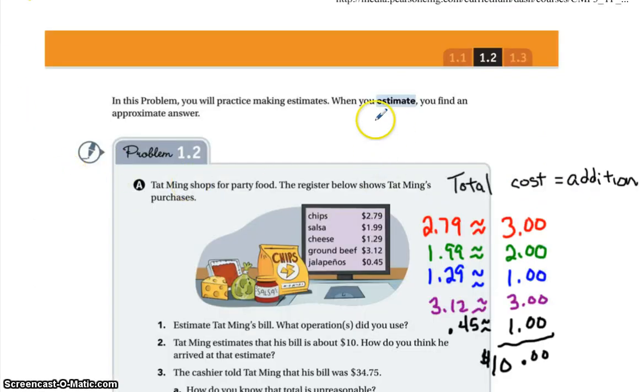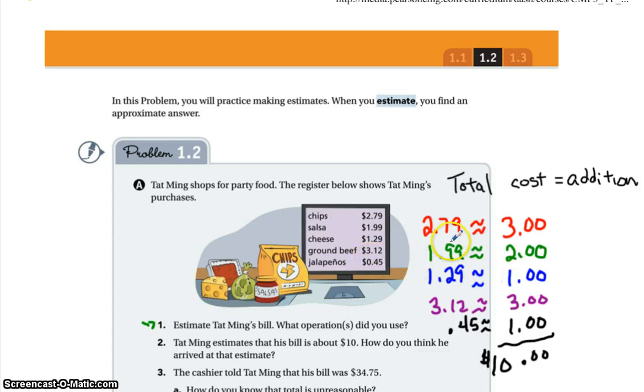All right, so when we estimate, we're finding an approximate. So Matt Tatming is shopping for party food, and here's the register. We're going to estimate the bill, and then we're going to go here. So I'm going to round everything to the nearest dollar.